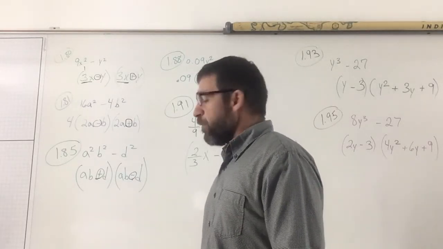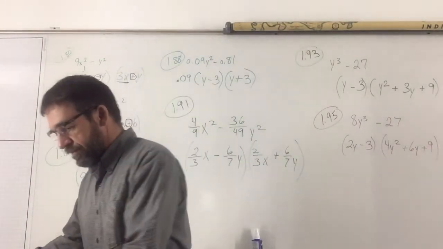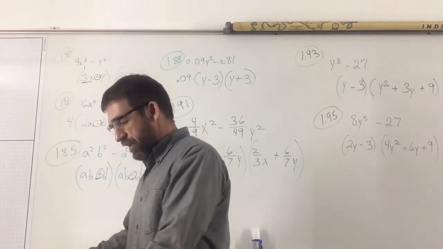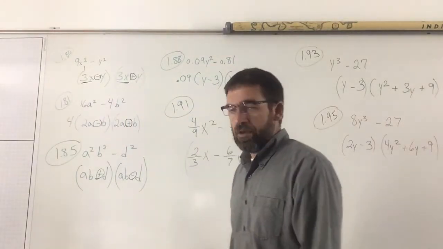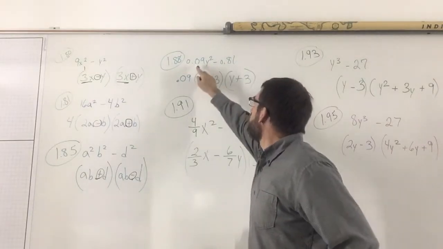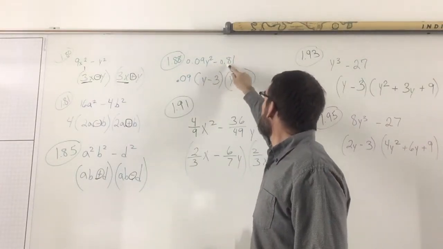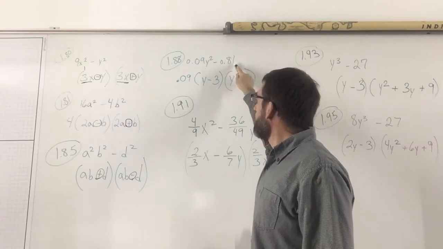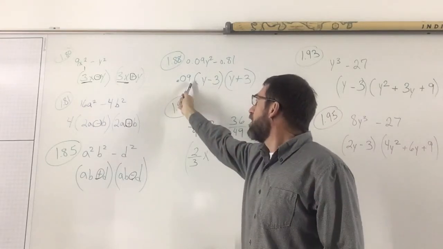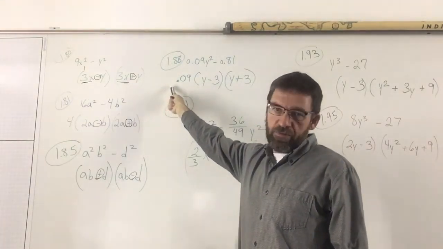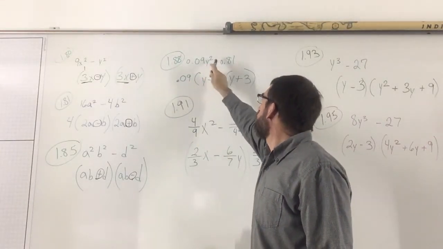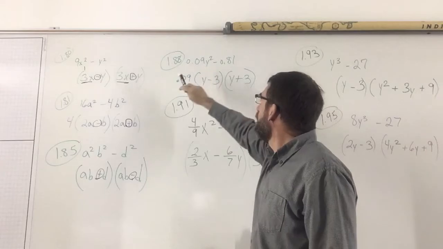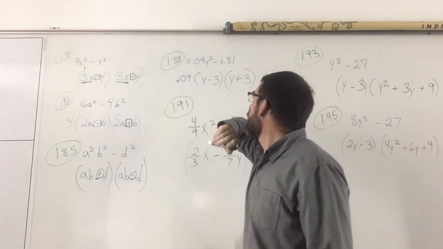Let's go to 1.88. This was a decimal, and I found this a little bit different. So if you look at it, it's 0.09y squared minus 0.81. I extracted a 0.9, or a decimal 0.9, from here. So that left me with only a y squared. And when you take 9 out of there, you come up with 9.